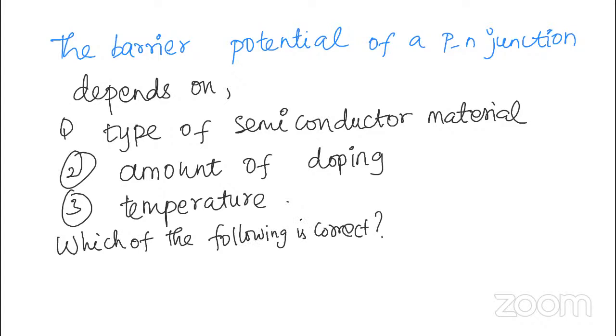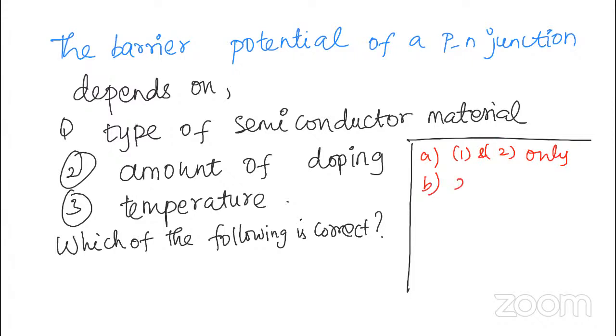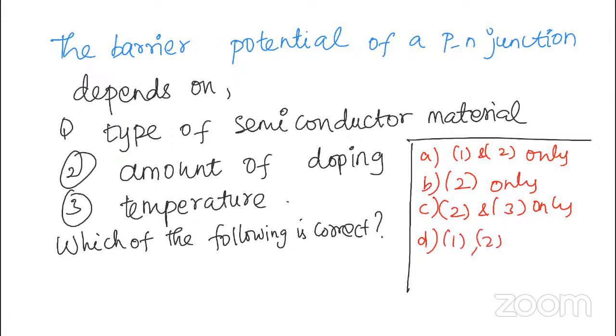Okay, for the first one, option A: 1 and 2 only. B: it is 2 only. And C: it is 2 and 3 only. And D: it is 1, 2 and 3 only. So let us now choose the correct one. Okay, the answer came before the question was finished. Right. Very good.